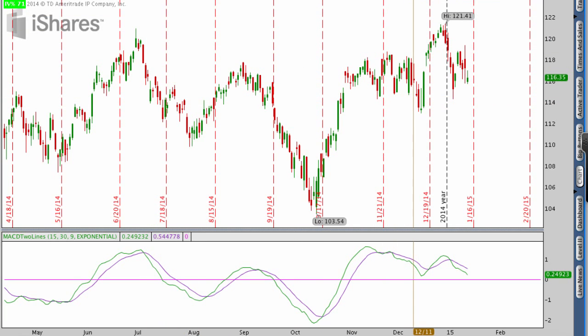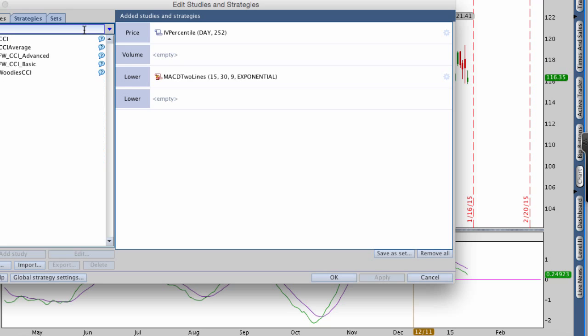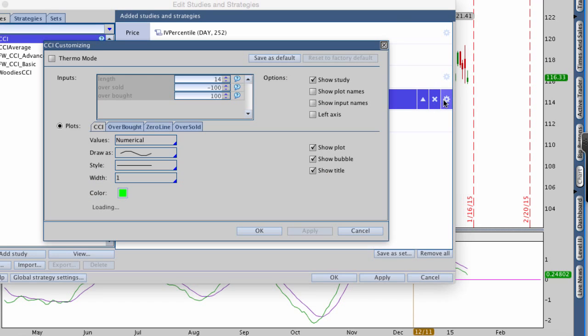So as we go through here, let's add a different study. We're going to keep this one up here, and we're just going to add another study to it, which is my second favorite, and that is CCI. So CCI is a little bit different. We're going to change this one as well.